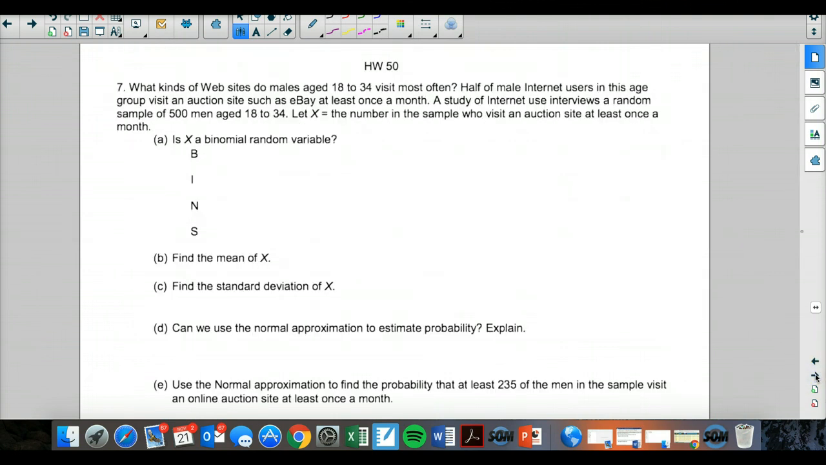Next, is X a binomial random variable? Let's see, what kinds of websites do males aged 18 to 34 visit most often? Half of male internet users in this age group visit an auction site such as eBay at least once a month. A study of internet use interviews a random sample of 500 men aged 18 to 34. Let X equal the number in the sample who visit an auction site. Okay, so success is an auction site. Failure, no auction site.